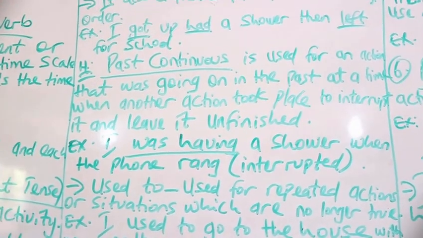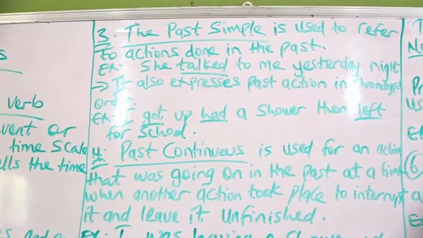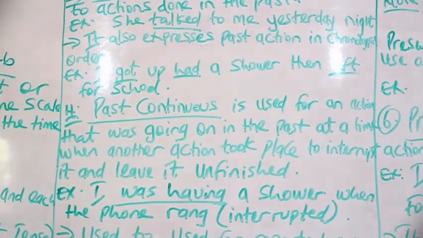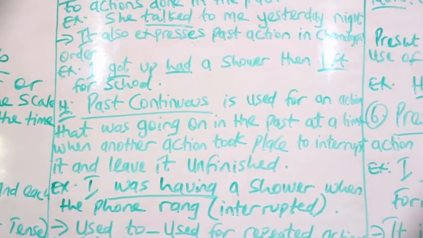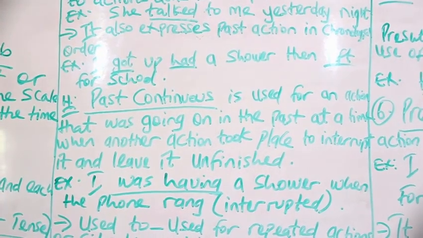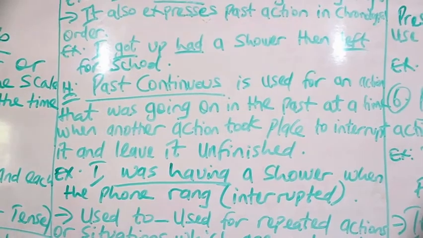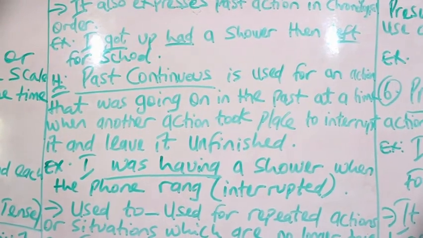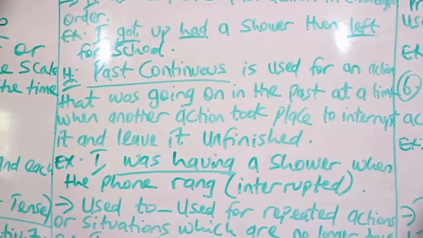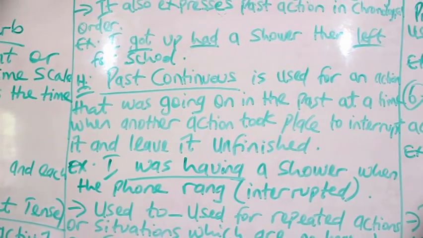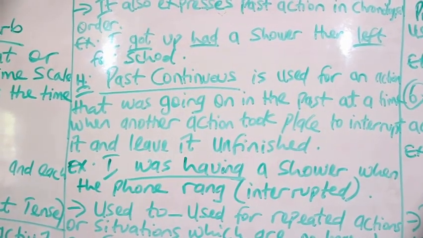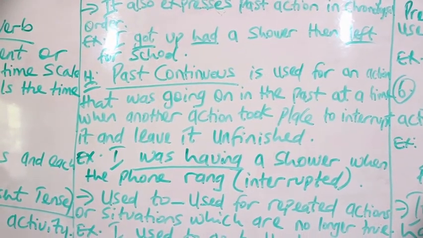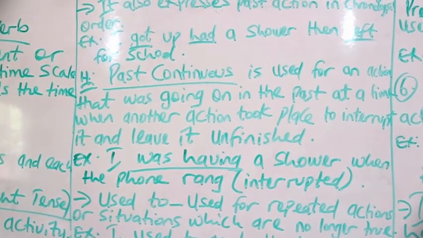Then the fourth aspect here is the past continuous. The past continuous is used for an action that was going on in the past at a time when another action took place to interrupt it and leave it unfinished. It is the one that was going on in the past, still in the past, when another action took place to interrupt it, and there you now left it unfinished.